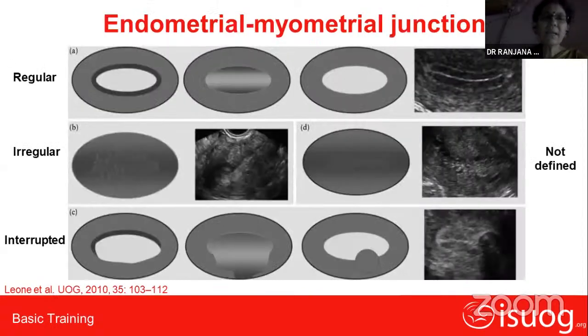Another finding is the endometrial-myometrial junction. The endometrial-myometrial junction is regular, see in the first picture, it is regular. If there is some cancer and it is not defined, then we say it to be irregular, as seen in the second figure. And if it is interrupted by some myomatous polyp or any submucosal myoma, then it is known as interrupted.